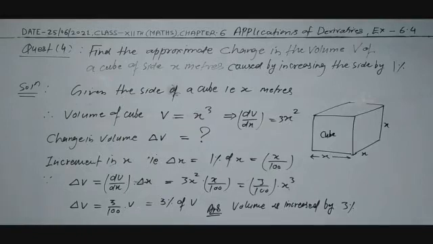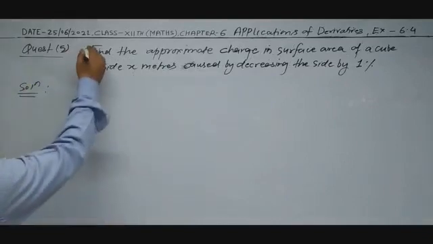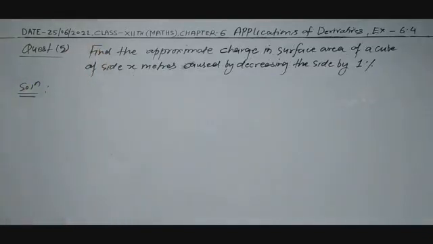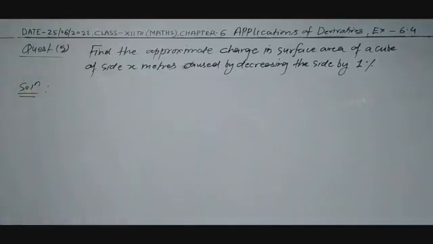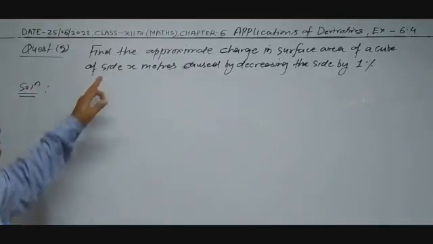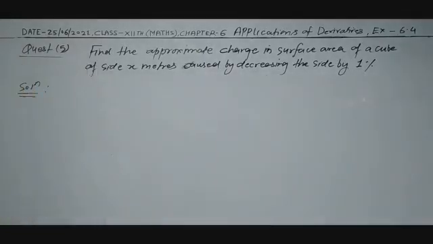Now come to the next question. Question number 5 is, find the approximate change in surface area of a cube of side x meter. Means a cube is given and its surface area, suppose S, caused by decreasing the side by 1%, not 1 centimeter.